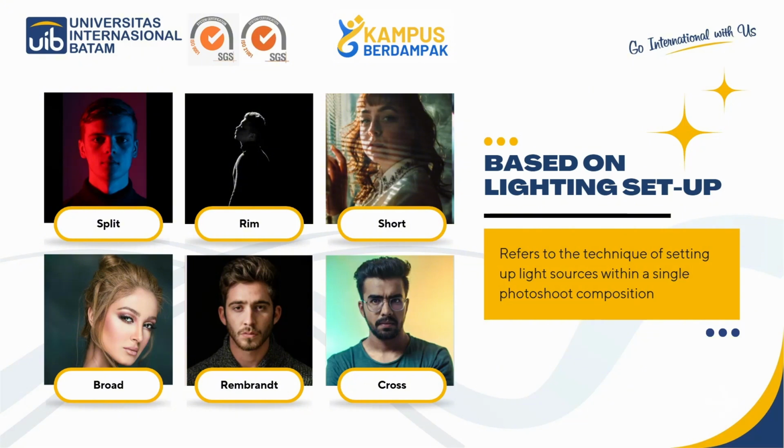The second one, we have rim lighting, where the light is placed exactly behind the subject in order to create a bright outline or the rim, as you can see over here, around the subject. Next, we have the short and broad lighting. First, we go to the short, where the light emits side of the face turn away from the camera. It has a slimming effect, while the broad light is where the light shines on the side of the face that is facing the camera.